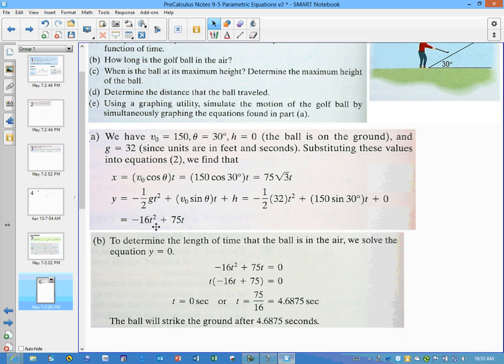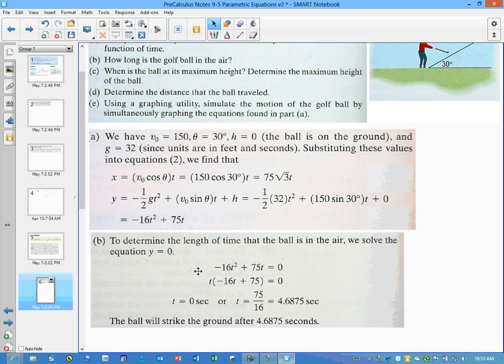So, and this is a quadratic equation, so it's going to have two answers, but we should expect that because the ball is at the ground at time 0, and the ball's on the ground at some other time down the road. So if we take negative 16t squared plus 75t equals 0, we set the height equal to 0. And your first attempt at a quadratic equation should always be to try to factor if possible.